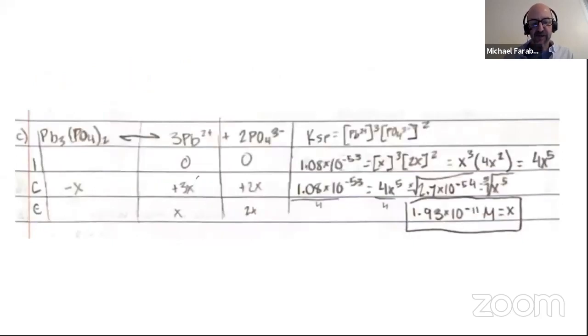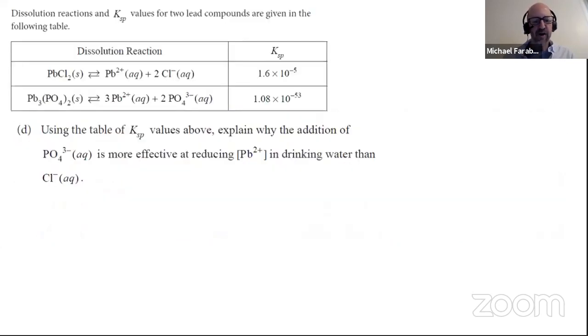This person starts off looking good with 3x and 2x, but somehow changes that to x. So again, watch out for little calculation errors or computation errors like that. All right, moving on to part D.